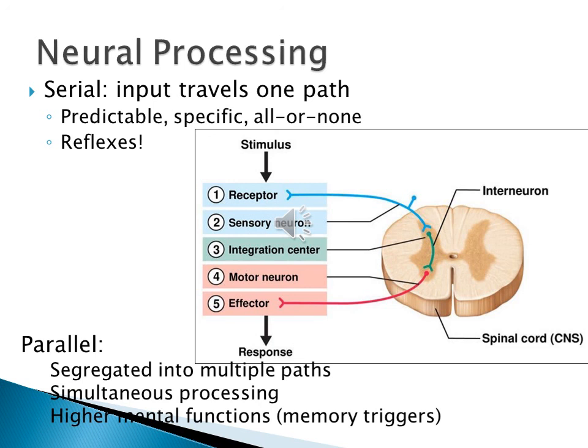Then we also have our parallel processing, which is where our inputs are segregated into multiple pathways. One stimulus might produce multiple responses, and information from each pathway is processed simultaneously. Right? You could get a higher mental function, or like a memory trigger, like a smell or a sound or a sight that's going to get multiple responses.